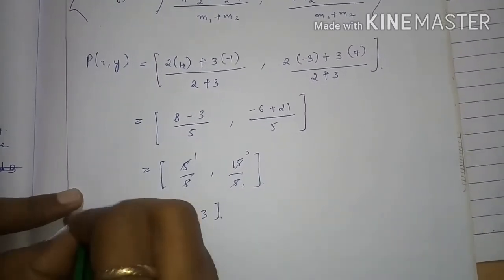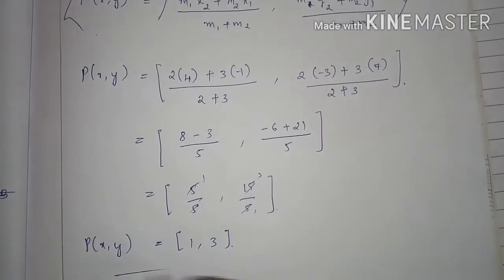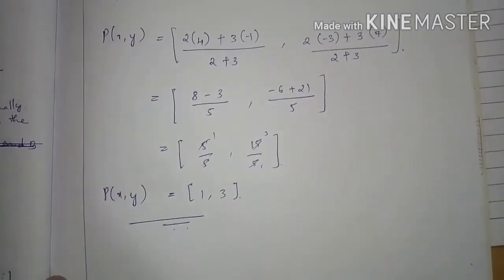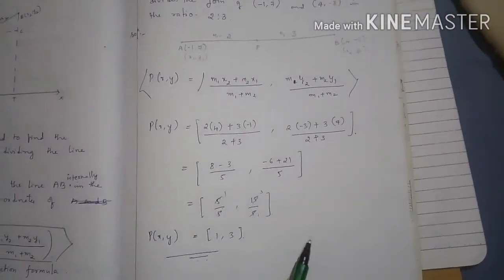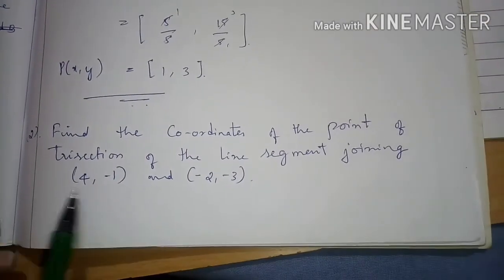That is P of x, y is equal to (1, 3). Hence solved. Okay. Now let's consider the second problem.